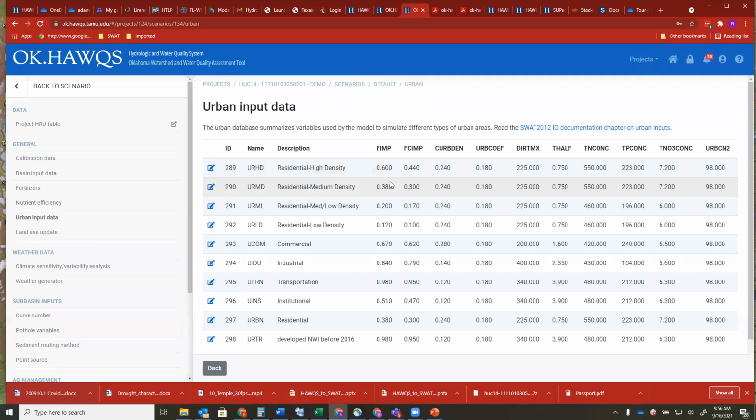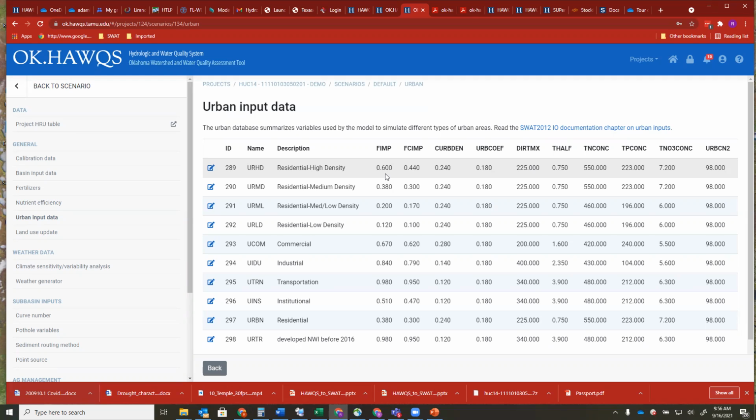Okay. In this, it shows you the various parameters. Again, if you're not sure what these parameters are, you simply click on this. It'll show you the description for these input parameters. This is the chapter that talks about the urban inputs in the SWAT documentation. And if you want to make changes, let's say, for example, FIMP means fraction of impervious layer. We are saying in urban high density, 60% are rooftops or parking lots or concrete surfaces, roads and things like that, actually an impermeable layer.